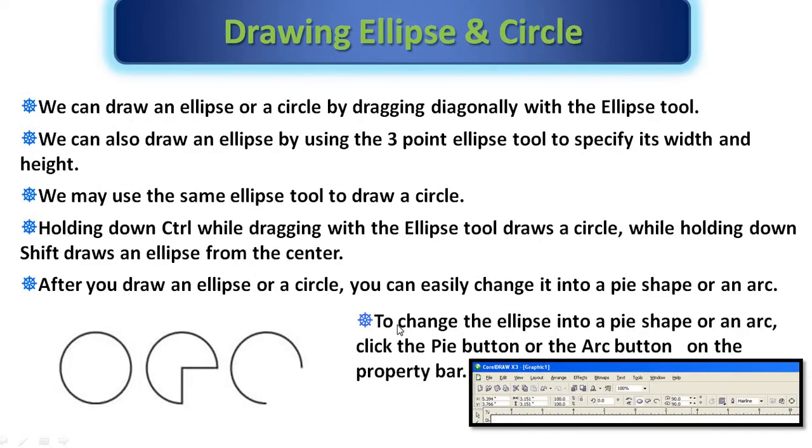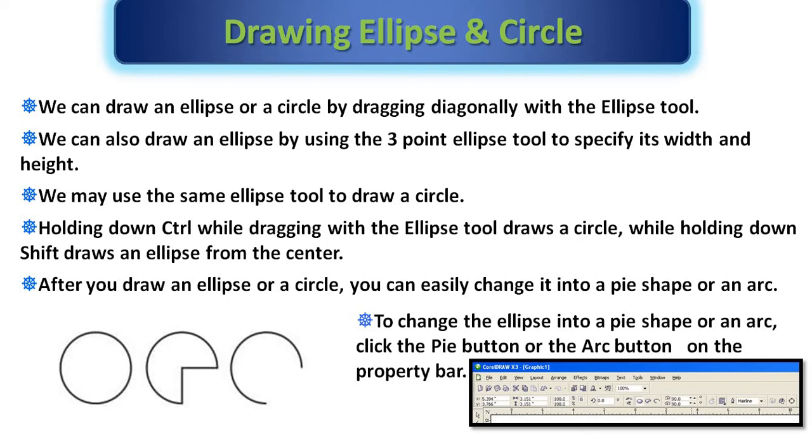Next we are going to see how to draw an ellipse or a circle. We may draw an ellipse or a circle with the help of the ellipse tool. When you click the ellipse tool, the mouse pointer will change to a plus symbol with a small ellipse icon. We may also use the same ellipse tool to draw a circle, but in that case, we have to press the Ctrl key on the keyboard and drag the ellipse tool to get a circle. And after we draw an ellipse or a circle, we may easily change it to a pie shape or an arc.